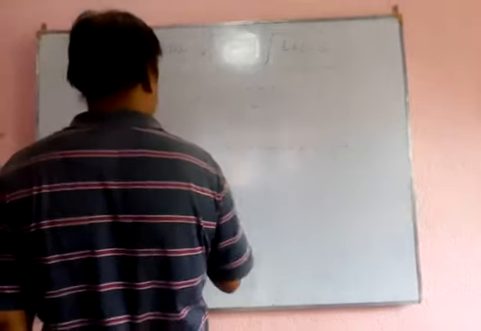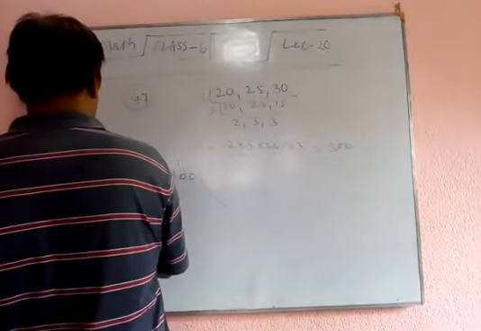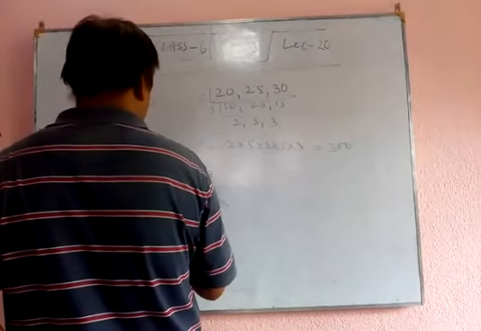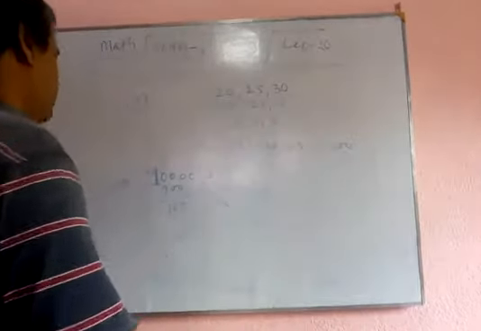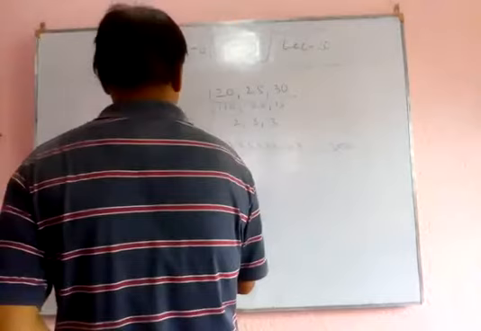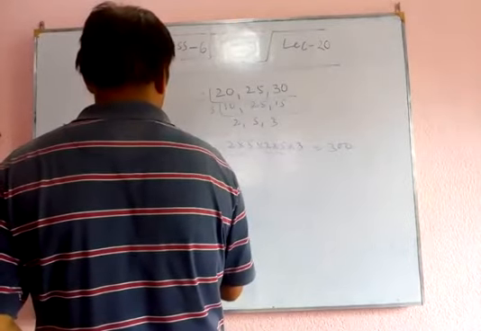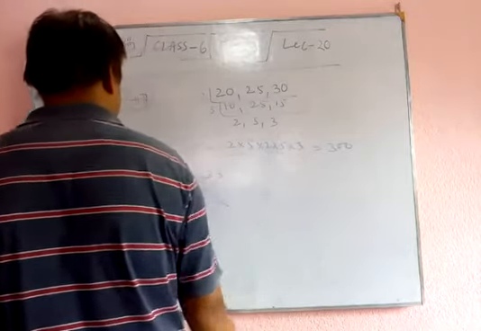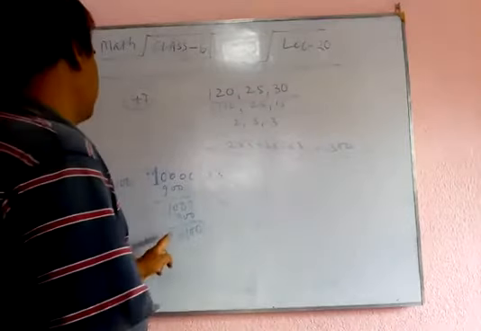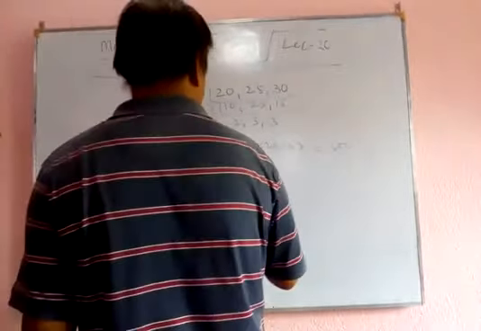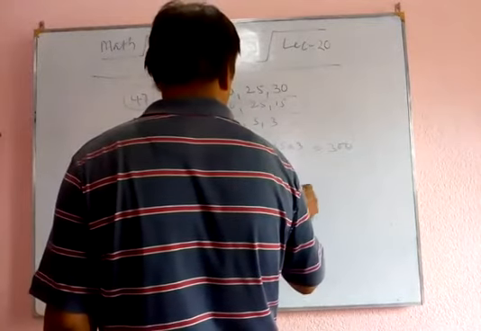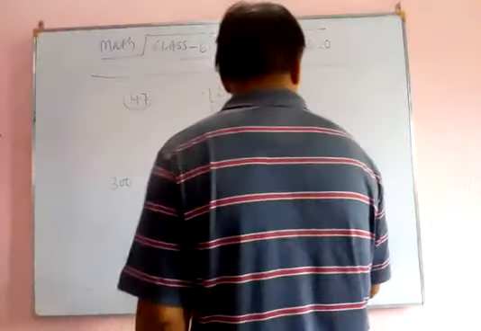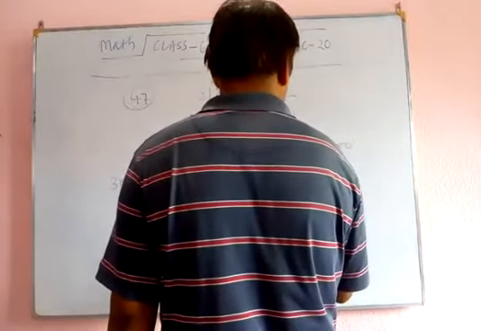So we will divide this number by 300. 3 times 3 is 9, 900, and then 100 is there. Again 0 comes down, 3 times 3 is 9, 900 is there and 100 is there as a remainder. So we will subtract this remainder from the dividend, and we will get 9900.